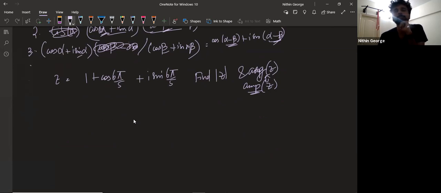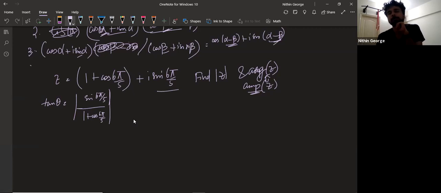Okay, so how do you solve this? You have theta equal to tan inverse of something, right? Y by x. Y is sin 6 pi by 5 and x is 1 plus cos 6 pi by 5. Right? This is the real part, this is the imaginary part. What does this come up to? 2 sin 3 pi by 5 cos 3 pi by 5.